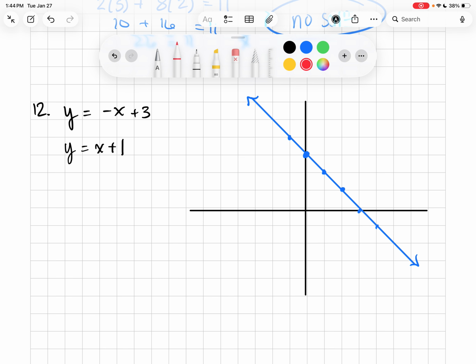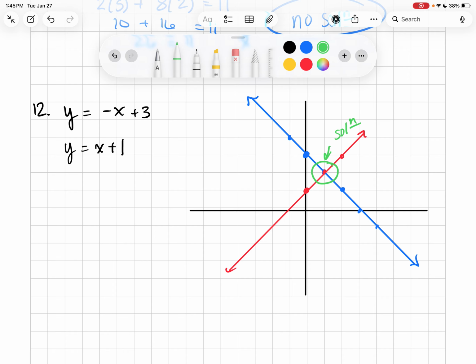Second line, I've got a y-intercept of 1, and it's a slope of positive 1, so that's up 1, right 1, up 1, right 1. And I can already see that I've got it intersecting, so I don't need to go any farther than that, but I do need to connect these. Close enough. There we go. So this point here, where they intersect, is my solution to my equation.